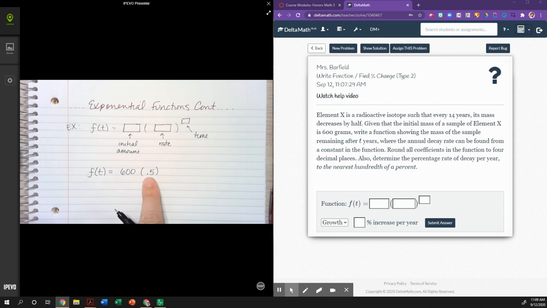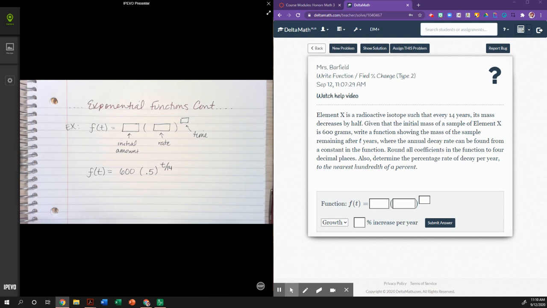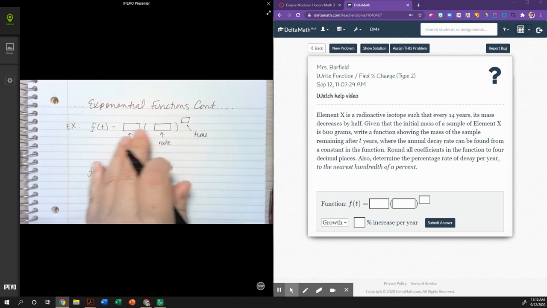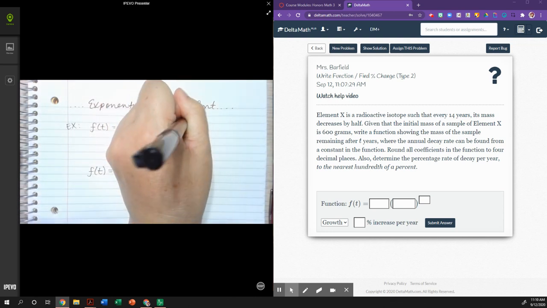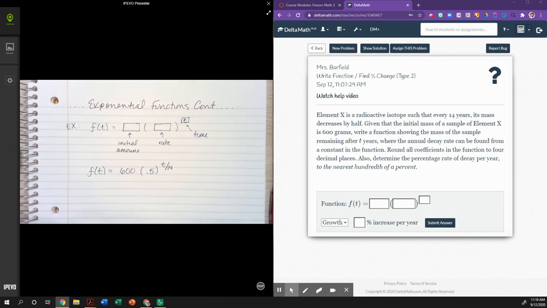All right, now here's where my time gets funky. So it's got to be over a period of time, but it only happens every 14 years. So I'm going to divide by 14. All right, so now what I have to do is clean this up so that it can fit in the boxes, and I only have t here, because that's what Delta Math wants. I only have t right here. So watch what I'm going to do here.